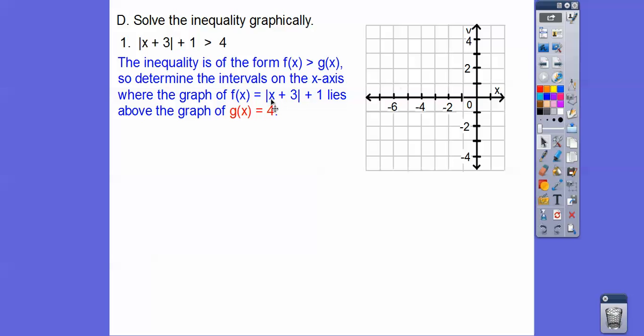So f of x right here is this absolute value equation, and we learned how to graph these before, so it goes opposite same. Remember, these graph a V-shaped graph, and this one's going up because it's positive. So we're going to make f of x this left side, and we're going to make g of x this right side.